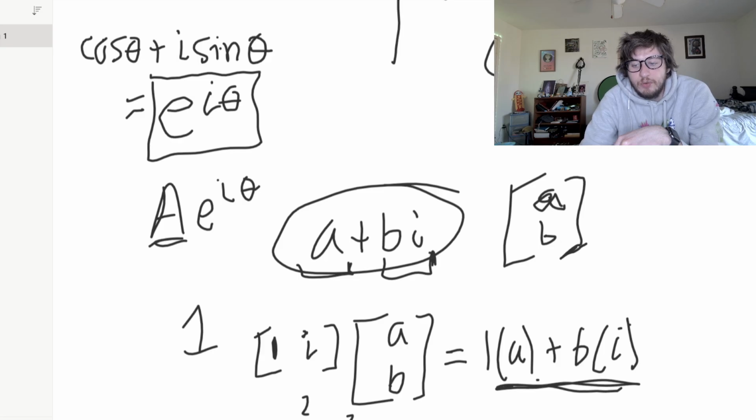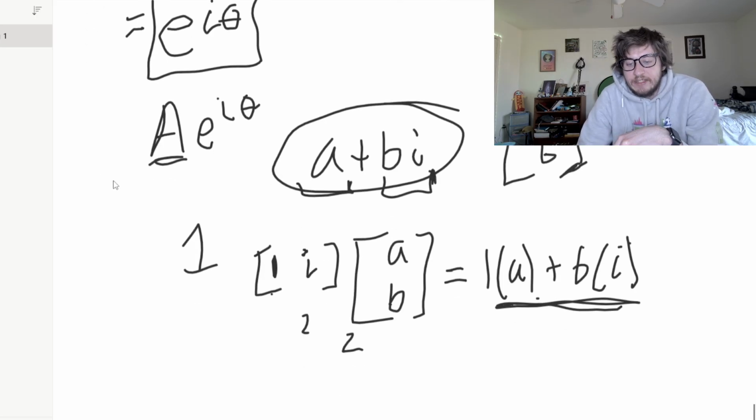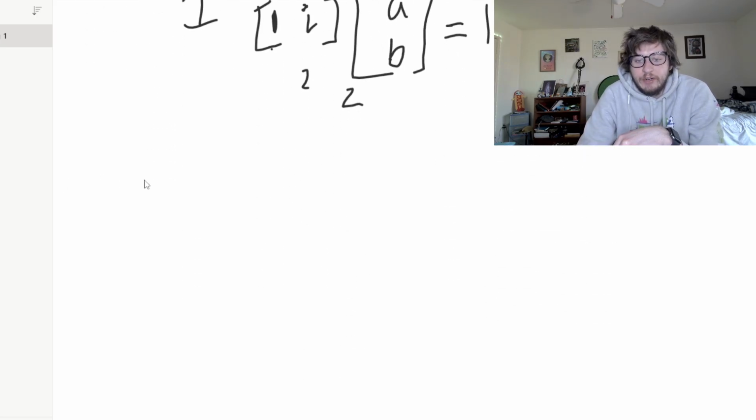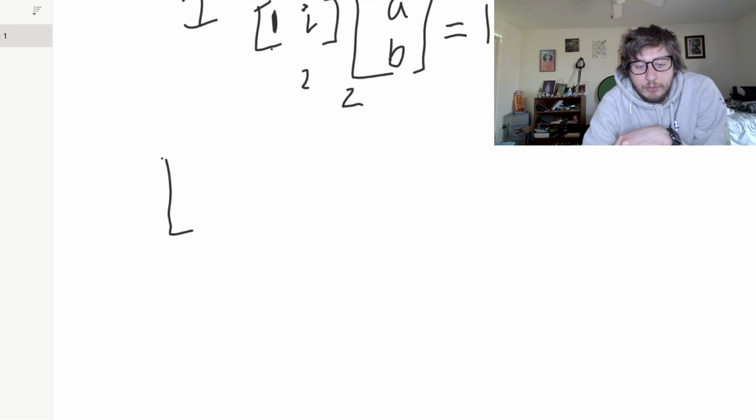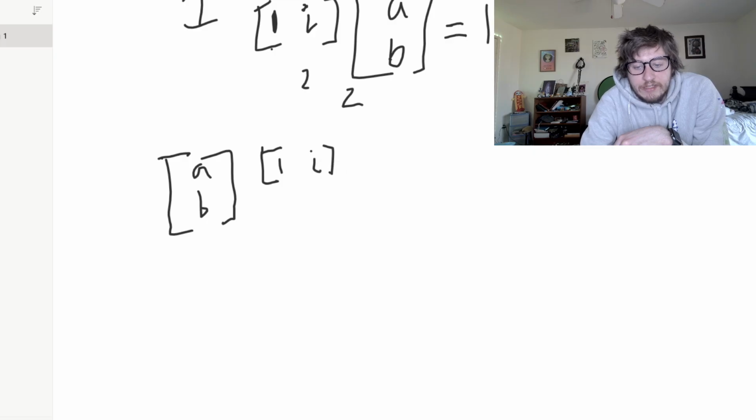So this is what is known as a vector, this a, b, or this sideways 1, i. That's a vector. Now, if we multiply it the other way, a, b and 1, i, we end up with, instead of a single expression, a matrix here. Okay, because it's going to be 1 times a, which is a, and b times i, which is bi.